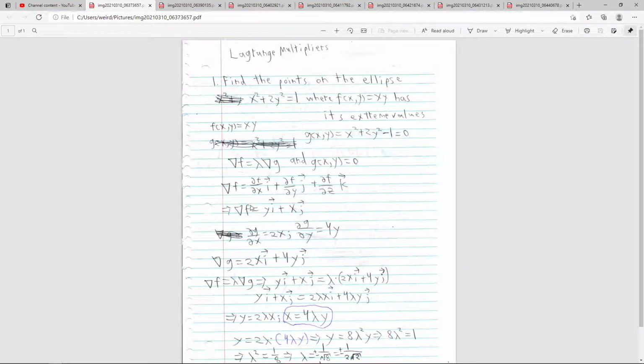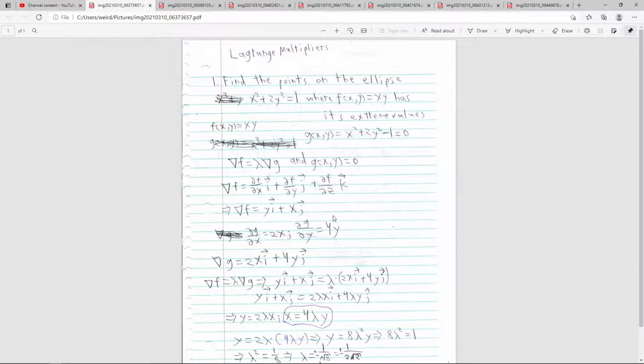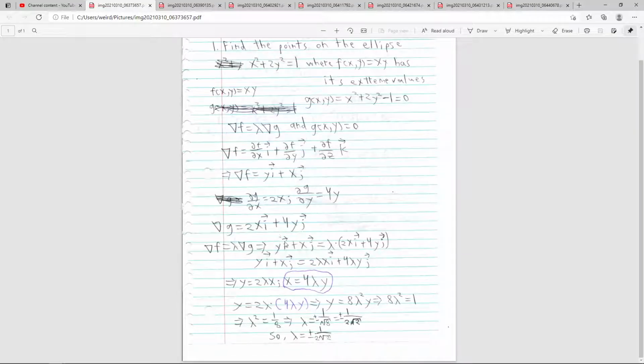So we set this up, and really quickly, the gradients aren't going to be done in detail, as you understand by now. The gradient of xy is y and x, yi plus xj, because with respect to x it'll be y, and with respect to y the derivative will be x. And 2x and 4y will be the derivatives for g. In the end, you just compare them. So y equals 2 lambda x, and x equals 4 lambda y.